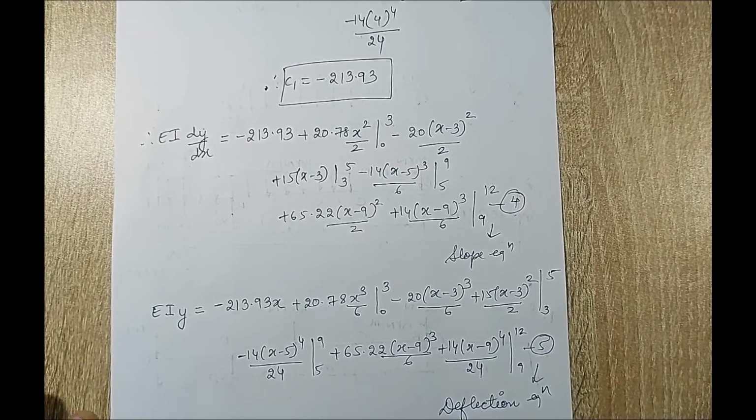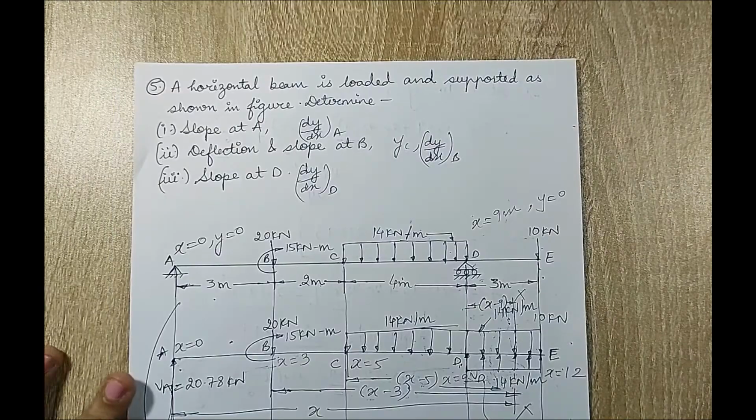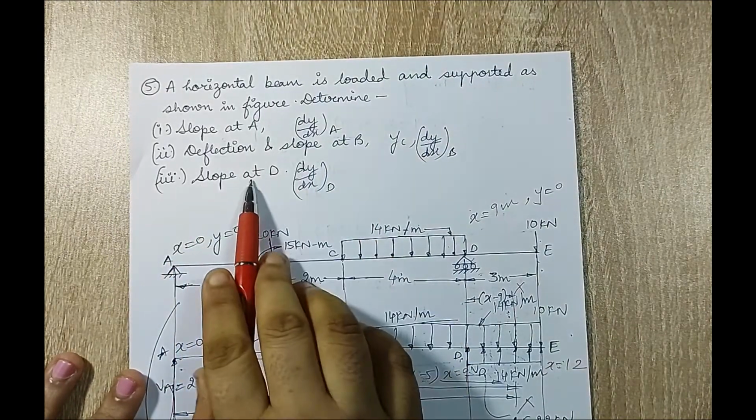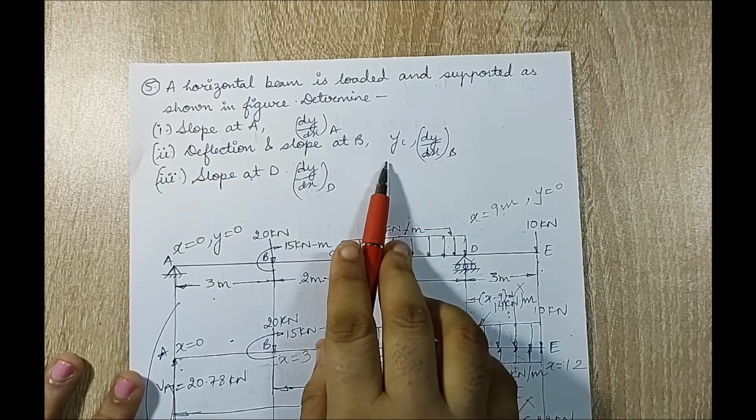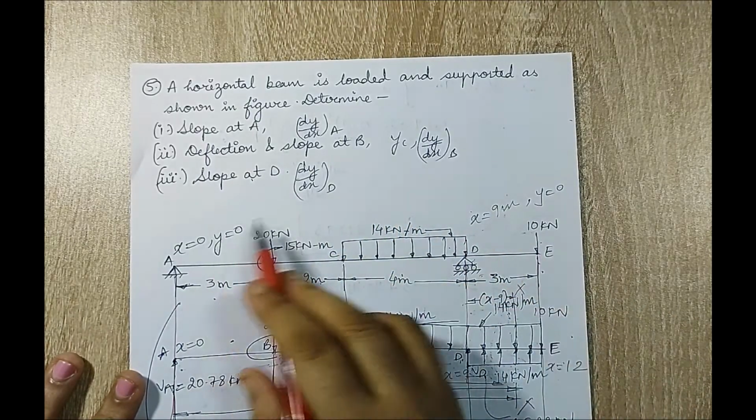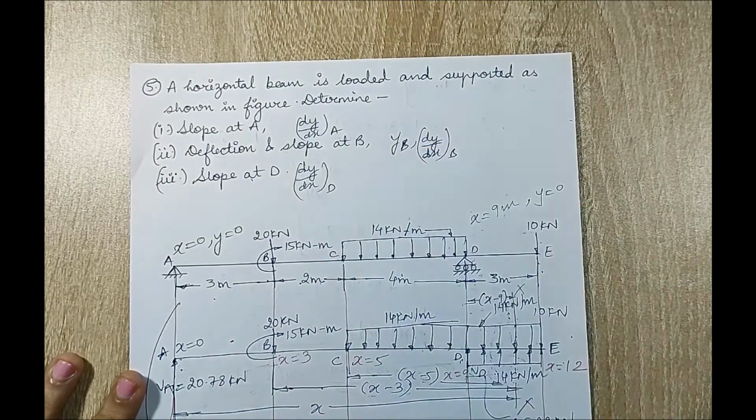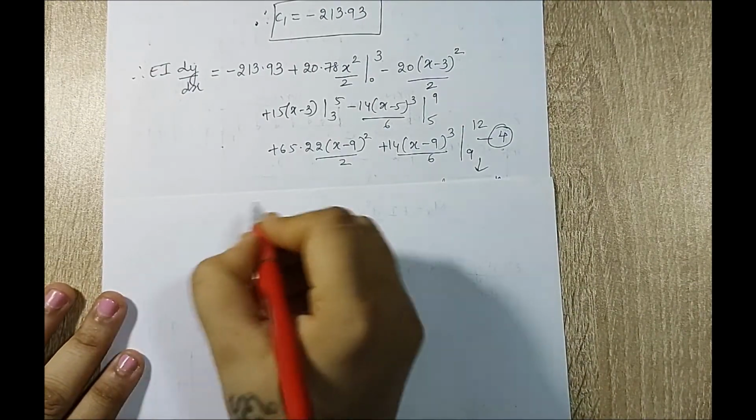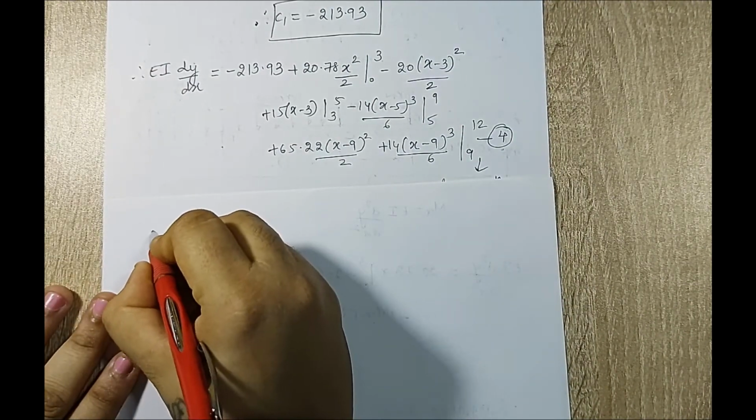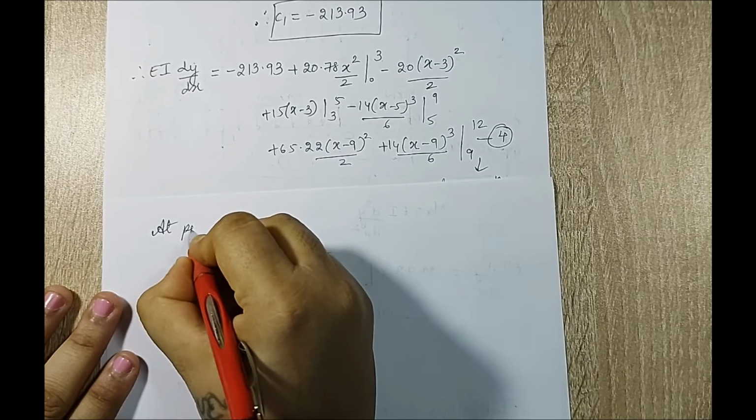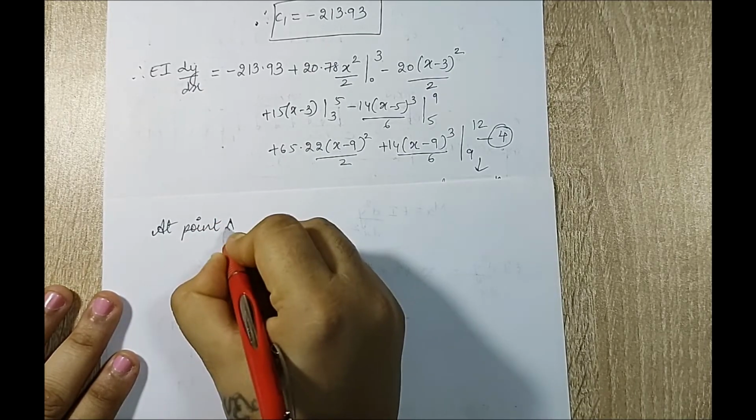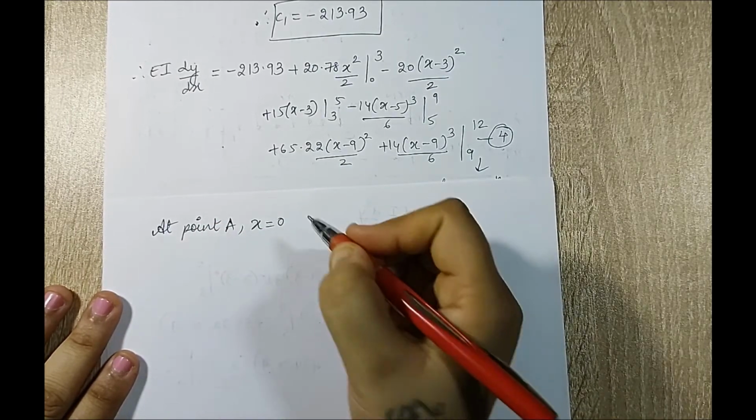After this, I have to calculate the slope and deflection at various points. So I will start with the first question. I am supposed to calculate the slope at A, slope at B, the deflection at B, and the slope at D. So I'll just calculate the slope values first. So when I calculate at point A, the value of x will be 0.